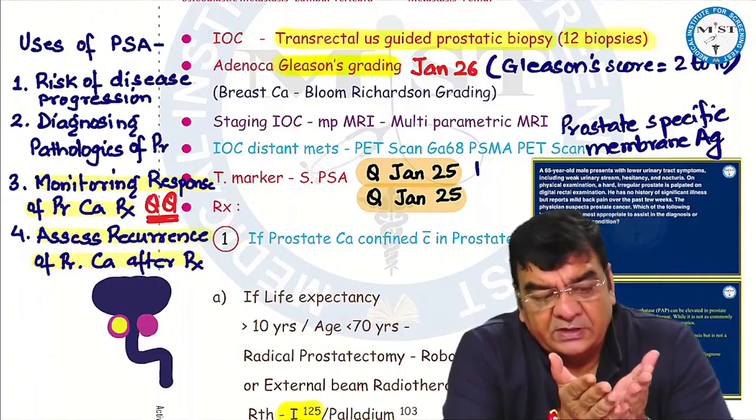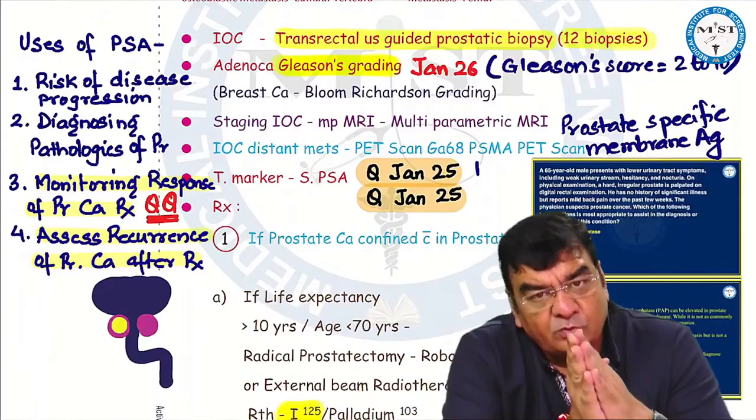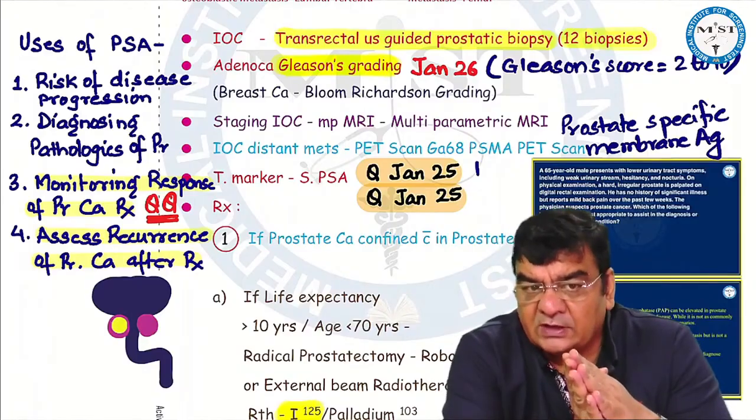Normal level of serum PSA is 0 to 4 nanogram per ml. More than 10 is suspicious of cancer. More than 35 indicates advanced prostatic cancer.